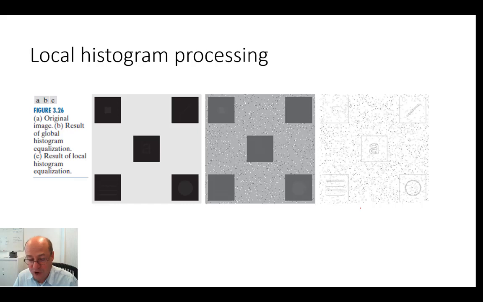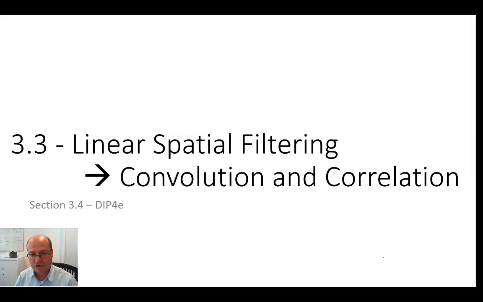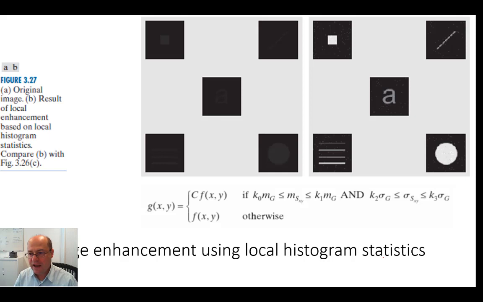So when do you apply one technique and when do you apply another technique? That all depends on the problem, and it all depends on you as computer vision scientist to decide. Right, and I can apply this to image enhancement, to image enhancement using local histogram statistics. And that's the end of this part of the lecture.